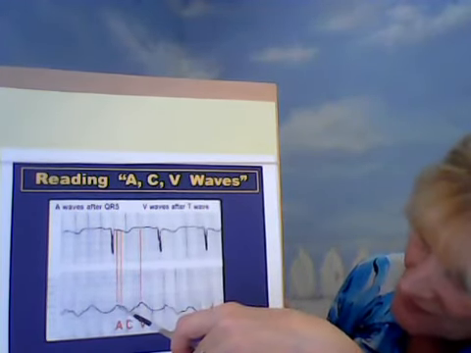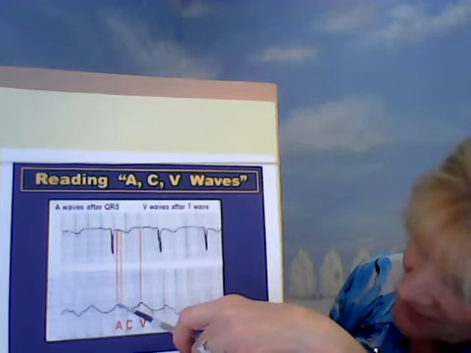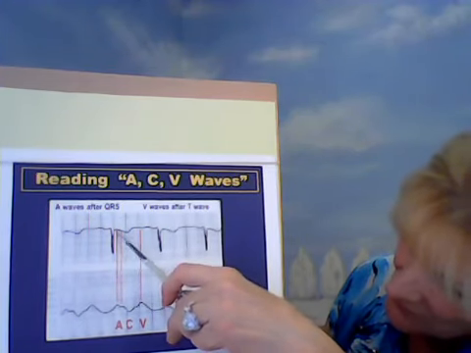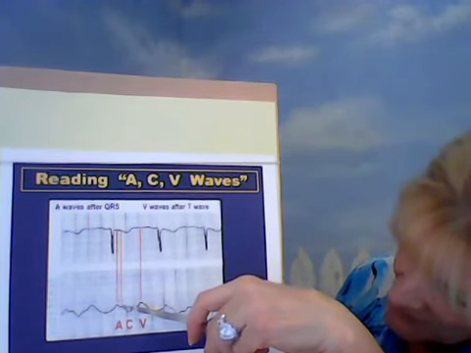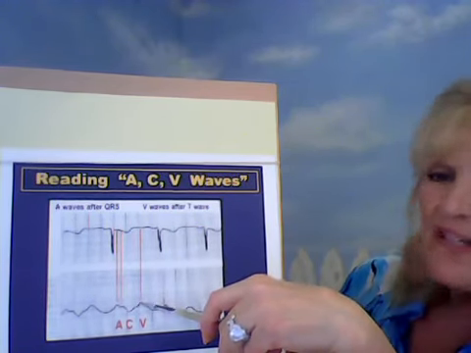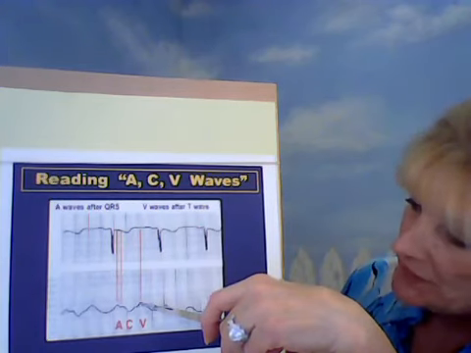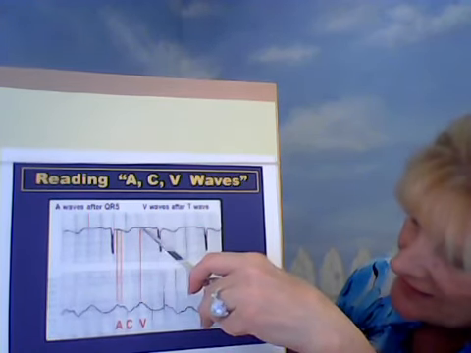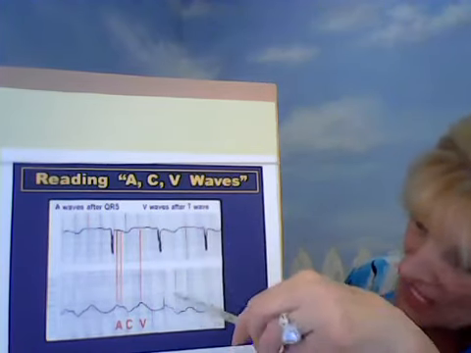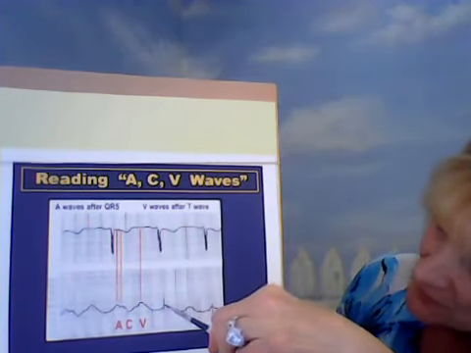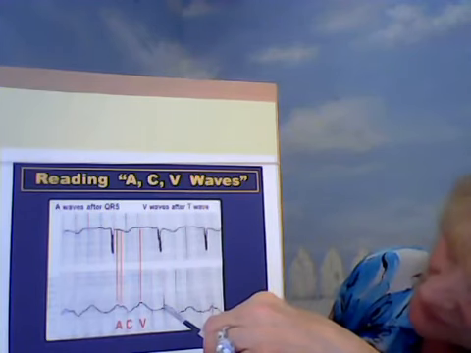So this hump here is an A wave. How do I know? Well, when I follow it, it's right after the QRS. This is the C wave, and then this wave is the V wave, atrial filling. It occurs right here after the T wave, in between the T and the P. So for example, this is an A wave. How do I know that it's an A wave?